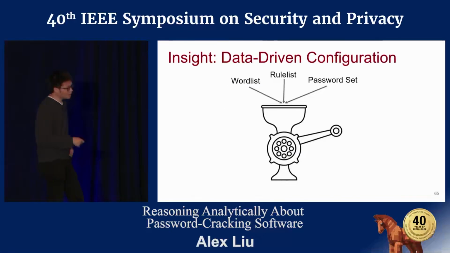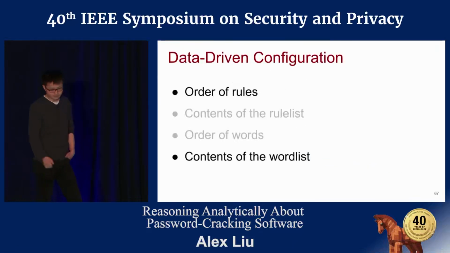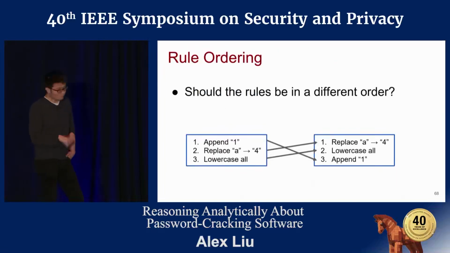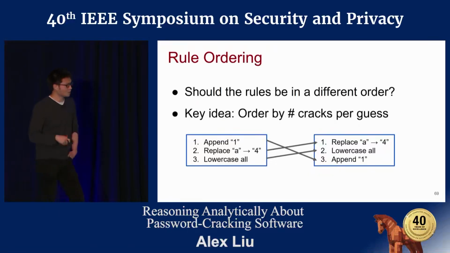And our insight here is to use data, for example, leaked password sets, to improve the configuration. Using this password data as training data, we determine the new configuration. In the interest of time, I'm just going to cover how we order rules and how we improve the contents of the word list. So the first question we ask here is, should the rules be in a different order? And our key idea is to order the rules by guessing efficiency. Basically, we order them by the number of cracks per guess from high to low.